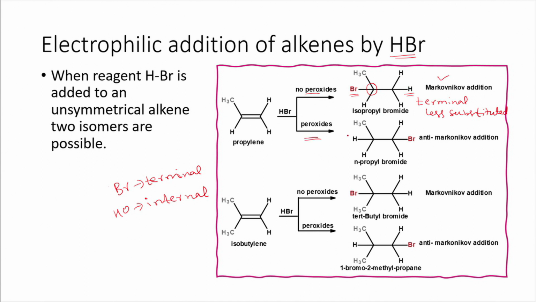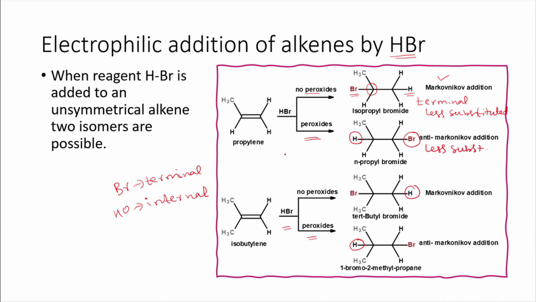When we use peroxides, we actually end up with the opposite of the product we saw earlier. That means the bromine adds to the less substituted carbon and the hydrogen adds to the more substituted carbon, and this type of addition is called anti-Markovnikov addition. Here is another example which is shown. In this case also, when there is no peroxide, hydrogen adds to the less substituted carbon, and when there is peroxide we end up with a product where hydrogen is added to the more substituted carbon.